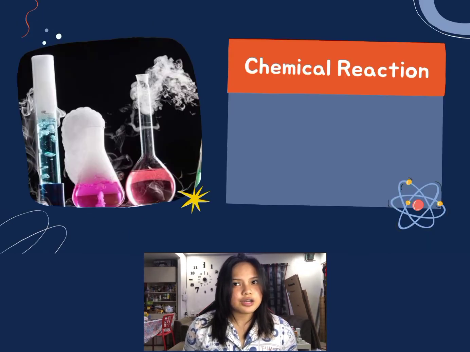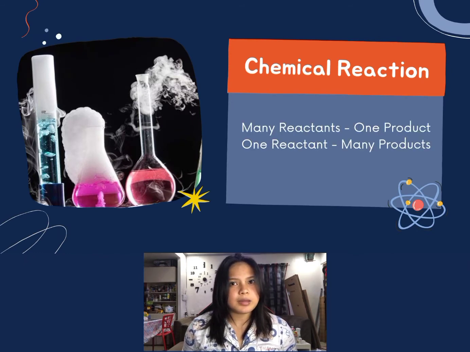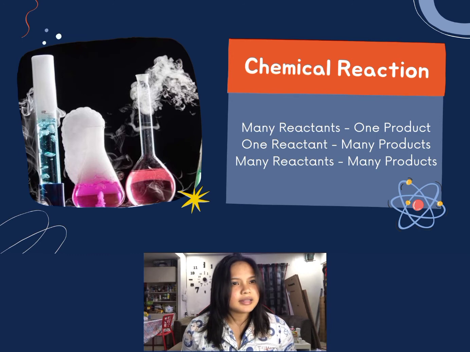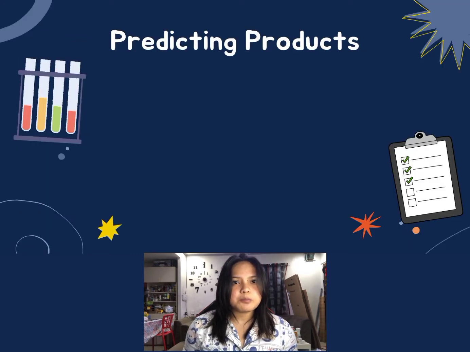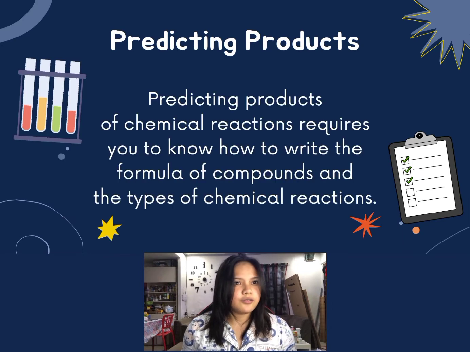In a chemical reaction, it's possible to have many reactants and one product, one reactant and many products, also many reactants and many products. That leads us to our first topic, predicting products. Predicting products of a chemical reaction requires you to know how to write the formula of compounds and the types of chemical reactions. Elijah, Angel, and Sharifa, can you explain the types of chemical reactions? Sure can. There are 5 types of chemical reactions.